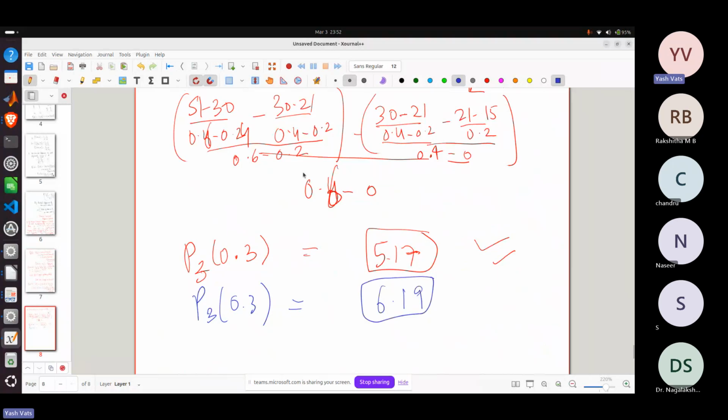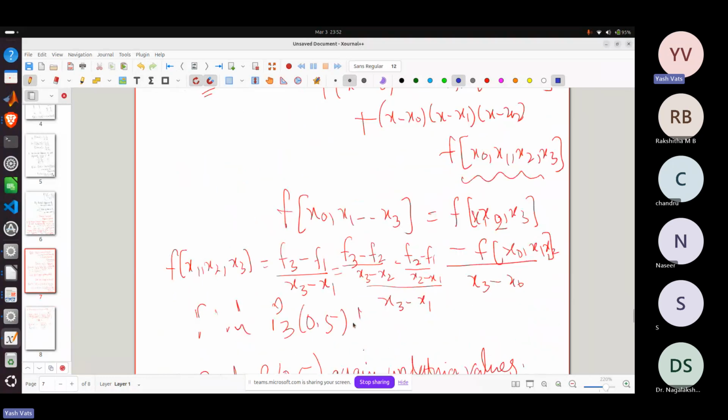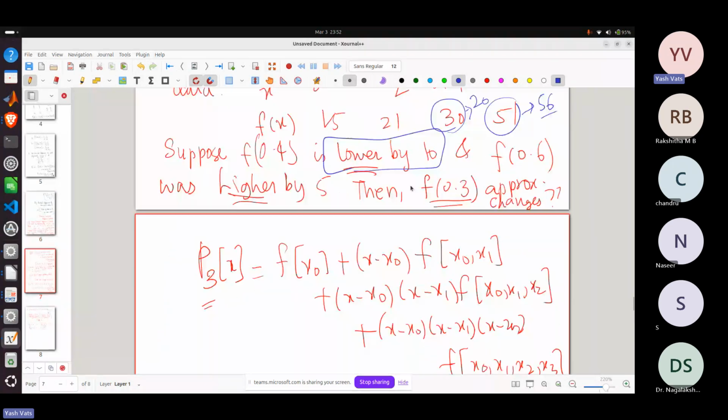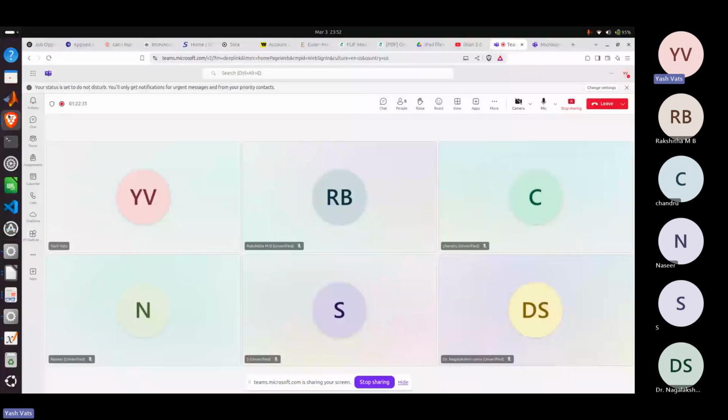I have not solved it by calculation; you have to solve it. I just find the difference. So how does f3 change? That's what you have to do. You have to find out the difference between the new P3 and the old P3. That will give you the change. Is that clear? Nasir, is that clear?